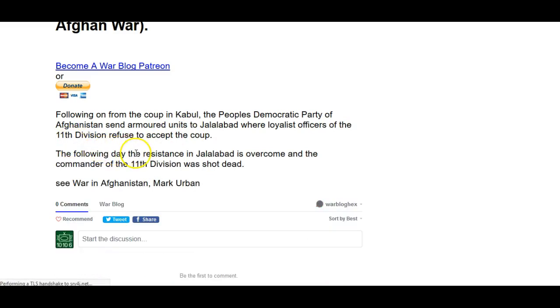So it says the following day the resistance in Jalalabad is overcome, because it says following on from the coup in Kabul, the People's Democratic Party of Afghanistan sent armoured units to Jalalabad, where loyalist officers of the 11th Division refused to accept the coup. The following day the resistance in Jalalabad is overcome. So that's in the past tense, referring to this previous paragraph, and the commander of the 11th Division was shot dead. So that sort of makes sense.